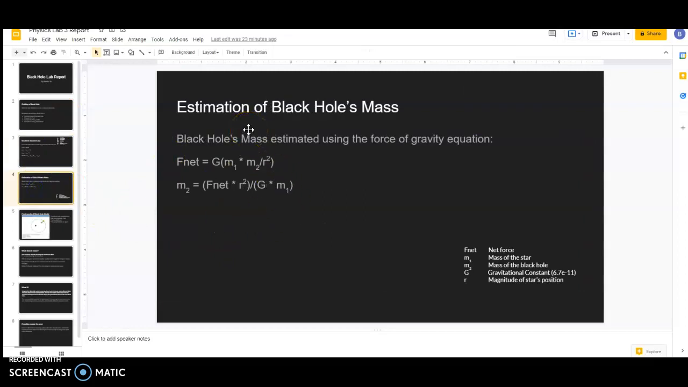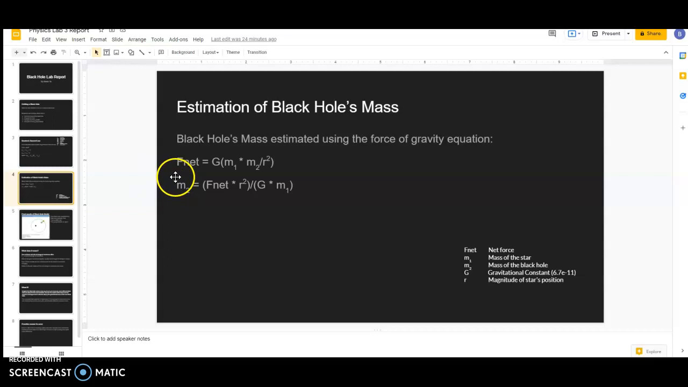The black hole's mass was estimated using the force of gravity equation, which is net force equals G, the gravitational constant, times the mass of two objects multiplied by one another. In this case, m1, which is the mass of the star, and m2, the mass of the black hole, and then dividing the whole thing by the magnitude of the position vector between the two objects, in this case the magnitude of the star's position squared.